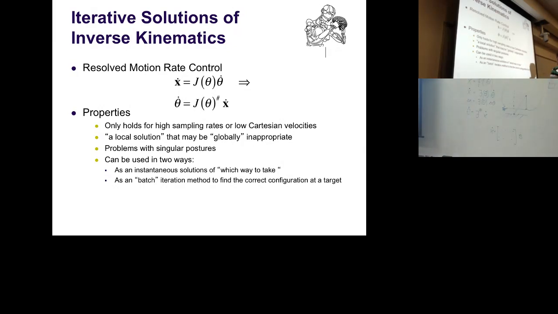Problems with singular postures. When we do this inversion, remember, in every pseudo-inverse there is an inversion inside. In this particular world which we live in right now, the pseudo-inverse usually looks like J transpose times J J transpose, to the minus 1. Is that correct? I hope so.